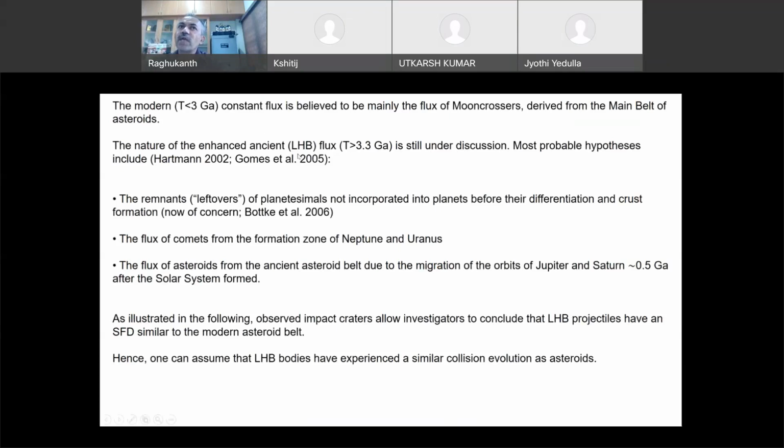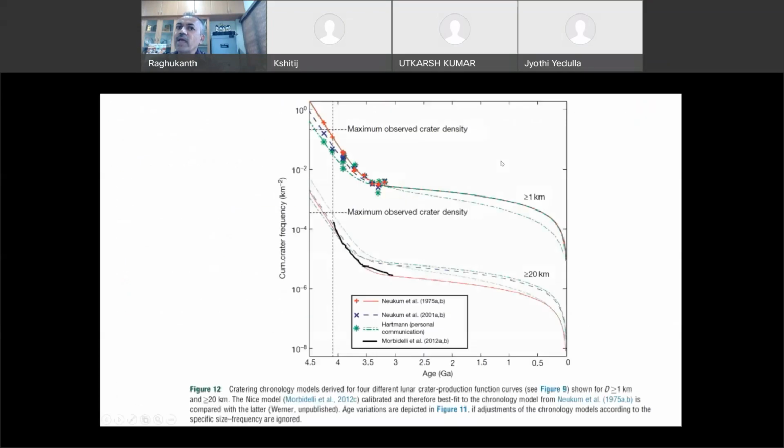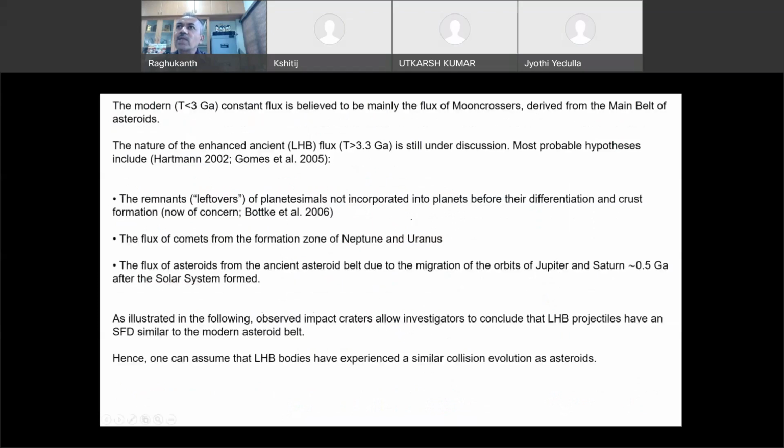So the nature of the ancient flux is 3.3. Of course, this graph is perfectly fine here, but at less than 3.3, say, although it is fine, our confidence is lower because there are a lot of deviations that are still not well understood, but it is fine. Okay, so this little bit of slight uncertainty is there.